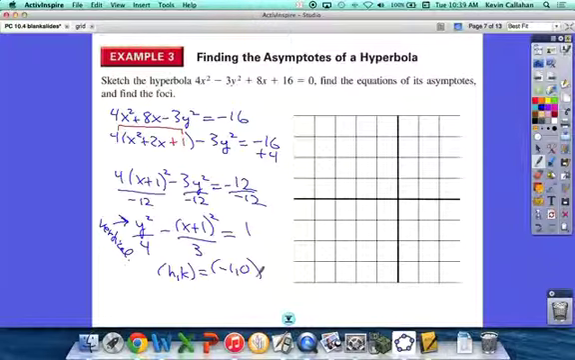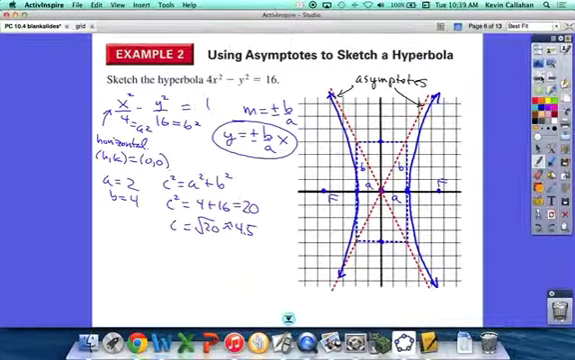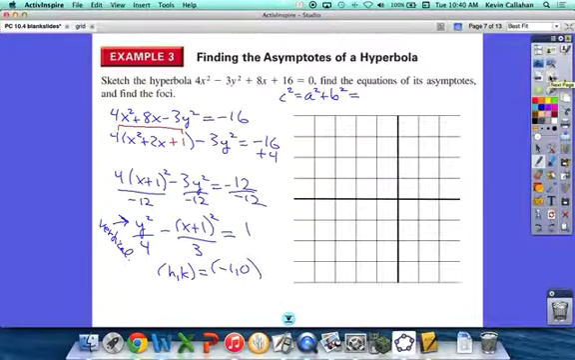Okay, let's see. What else do we need? We need the c. We could tell the a squared and b squared, but we're going to need the c, which will be what? C squared equals a squared plus b squared. Just a second, I'm going to check something. Okay, I did it right. So this is 4 plus 3 equals 7. So c is the square root of 7. What is that? 2.6?